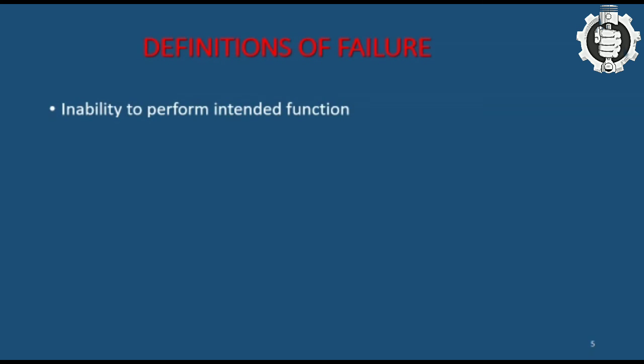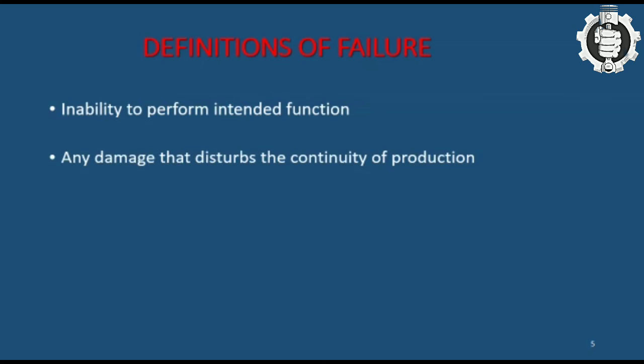Okay, so next, the simple definitions of failure. First one is the inability to perform the intended function, like if a pen is not working. Next one is any damage that disturbs the continuity of production, which means if the cutting tool of a drill is damaged, which disturbs the total continuity of the production. Next one is the loss of asset availability. If the drill bit is not available, that means the loss of asset availability.